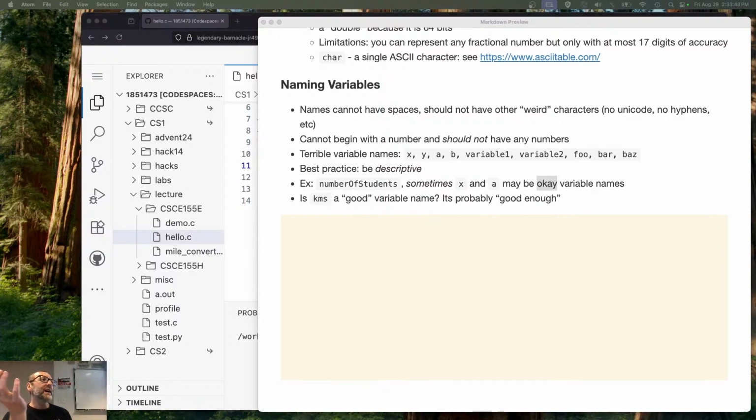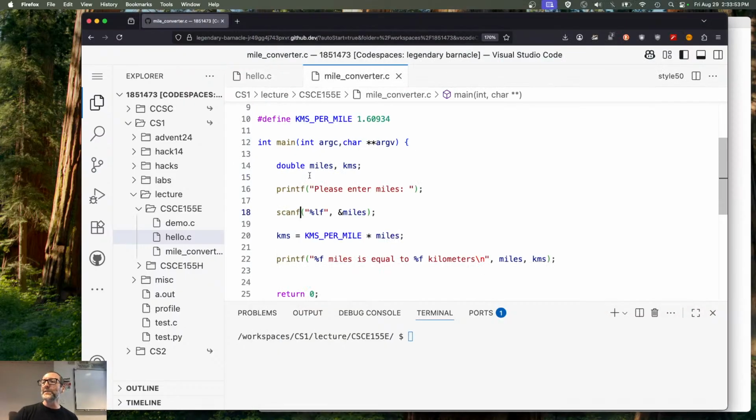Now, in the context of our program, remember this program over here is converting from miles to kilometers. Miles is pretty self-descriptive. If I just said M, all right, here, let's go ahead and go M. Is that a good name to represent miles? Terrible. Why? What does M usually stand for? Meters, something completely different. Mile?